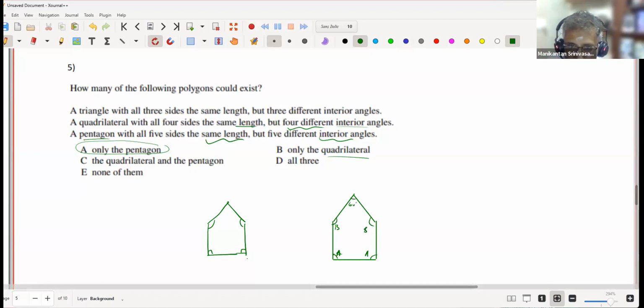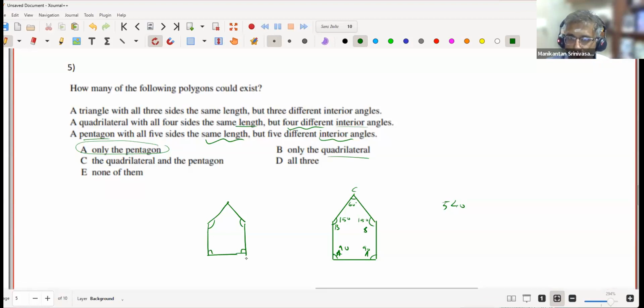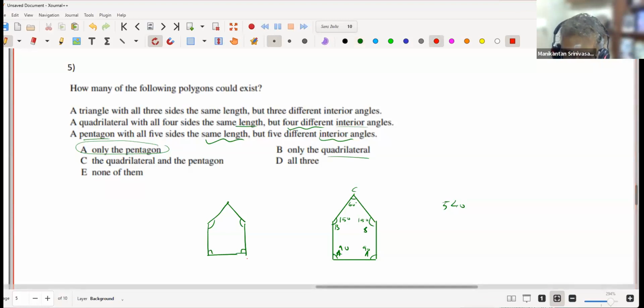So B and B are roughly how much? This is 90. All five add up to how much? 540, right? So B, how much is this? 150, I guess, right? So B's are 150s, A's are 90s, and the top angle C is 60. But yes, as Rohan was saying, this does not prove anything because I have two 150s and two 90s. Now, all you have to do, Rohan, is tweak it slightly.